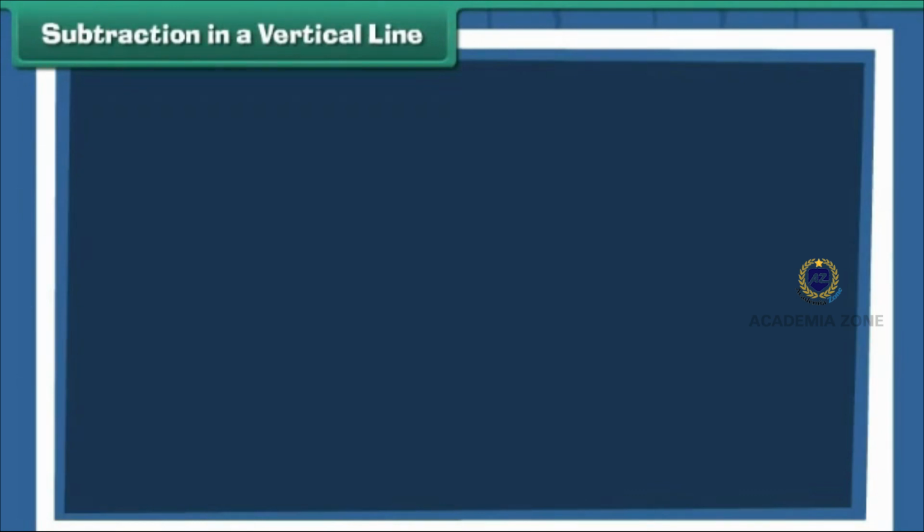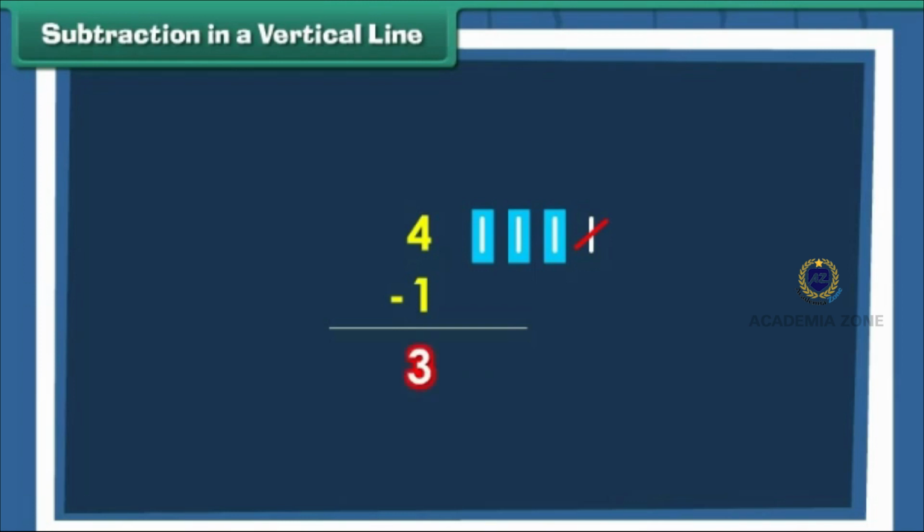Subtraction in a vertical line. Let us now subtract numbers vertically. To do so, write the numbers one below the other. To subtract 1 from 4, write 4 first. Write 1 below it. Draw 4 vertical lines next to 4. Cross out 1 vertical line to subtract 1. How many vertical lines are left? 1, 2, 3. Therefore, 4 minus 1 is 3.